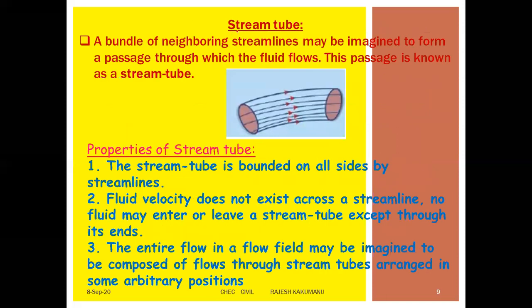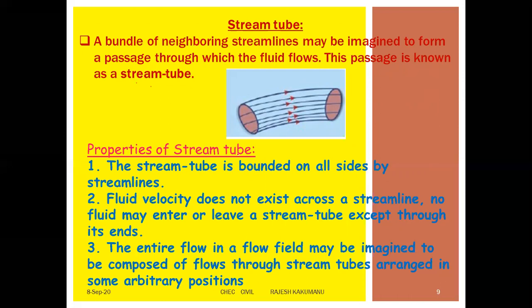Next definition is the stream tube. Whenever the water is going through a pipe or a tube, what happens? A bundle of neighboring streamlines may be imagined to form a passage through which the fluid flows. This passage is known as a stream tube. What is the stream tube definition here? A bundle of neighboring streamlines. A group of streamlines passing parallel, imagined to form a passage through the pipe. This passage is nothing but a stream tube.